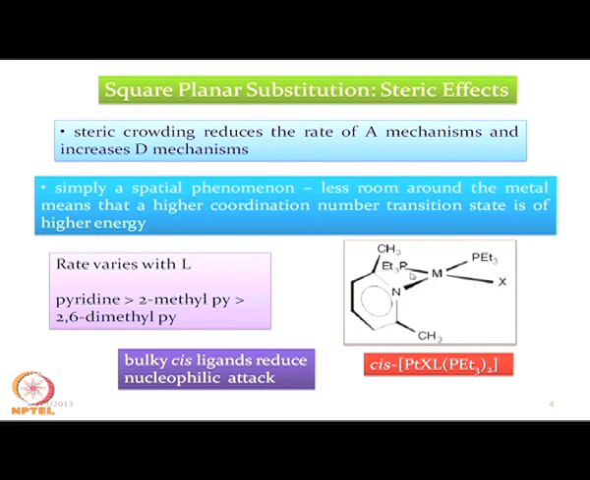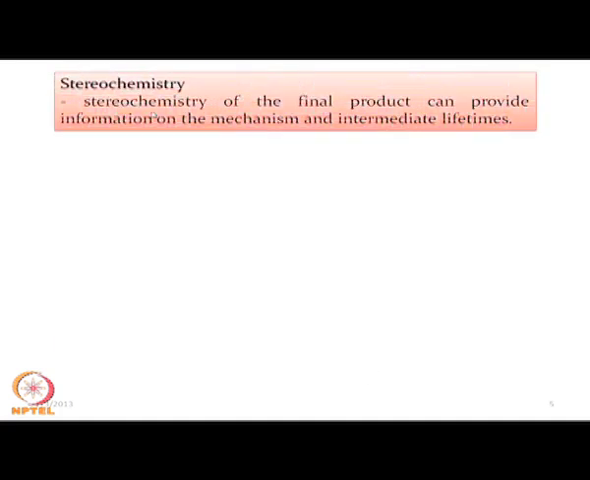this PEt3. It can only attack on the other side, on the trans side. So, the cis side is crowded, but the trans side is free and it can only show some substitution from the trans side. Then we can think of the corresponding stereochemistry, that means the 3-dimensional arrangement of the groups which are there. So, the stereochemistry of the final product can provide us some information on the mechanism and the intermediates and their lifetimes.